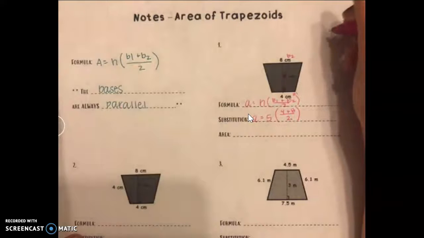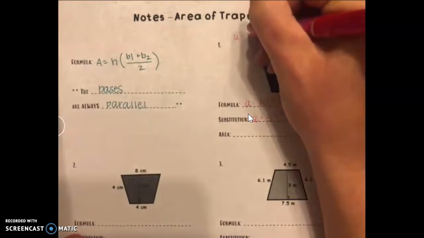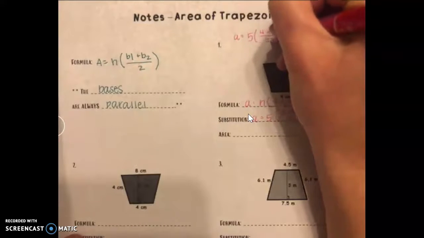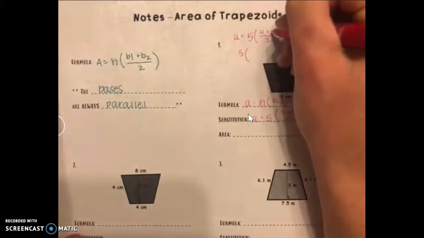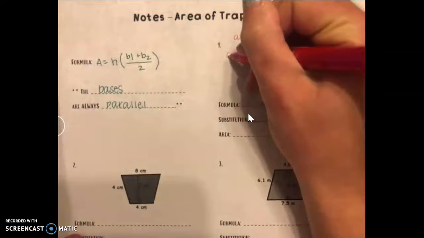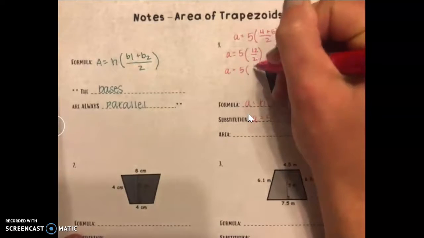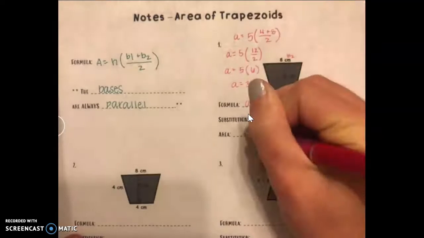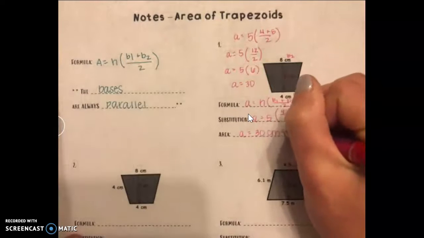Okay, so I'm going to come up here so that I can solve this. So we have area equals 5 times 4 plus 8 over 2. Okay, so that's going to give me 5 times, we'll do 4 plus 8 is 12, over 2. So my area equals 5 times 12 divided by 2 is 6. Area equals 30. So my area equals 30 centimeters squared.